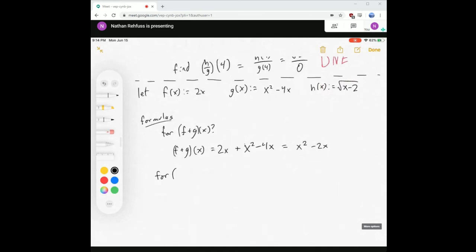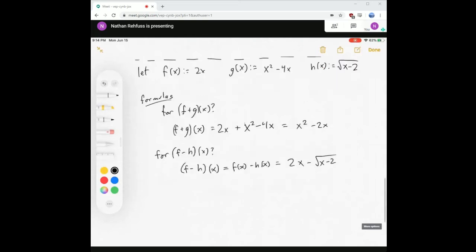What if I wanted the formula for f minus h of x? Well, f minus h of x is just going to be the same as f of x minus h of x at every point x. So I can literally take these two formulas and subtract them. It's literally going to be 2x minus the square root of x minus 2. Oh geez, that's ugly. Kill that, put that back.